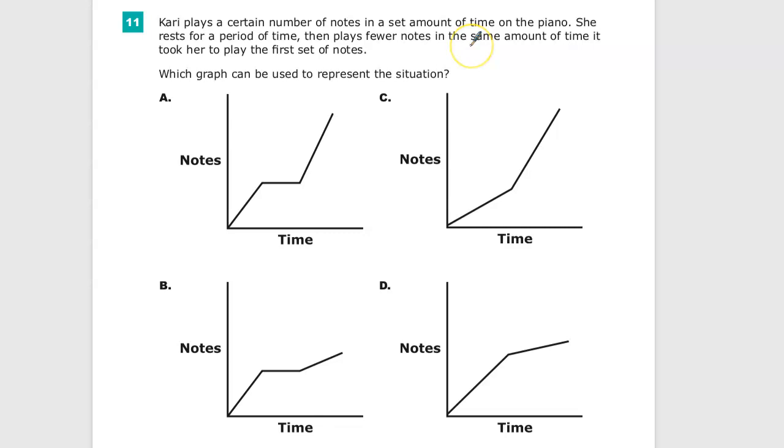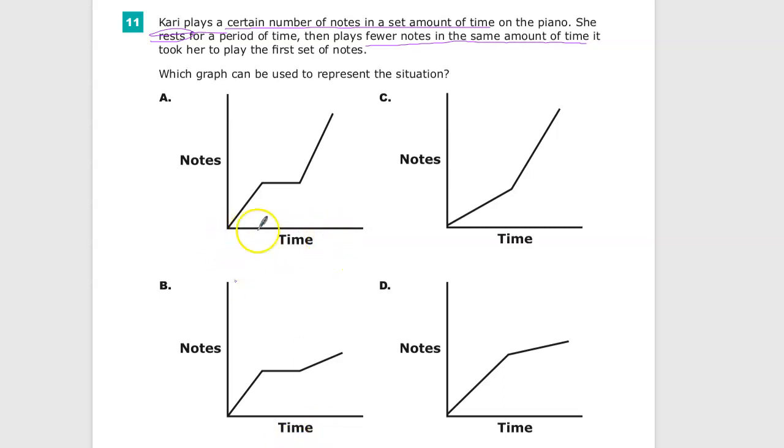This is all about just relative change. So the first thing she does is she plays a certain amount of notes in a set amount of time, rests, then fewer notes in that same amount of time. So we're looking for there being essentially a dead period because she rests. Time will continue to go whether she plays or not. That's the key thing you have to look at here.